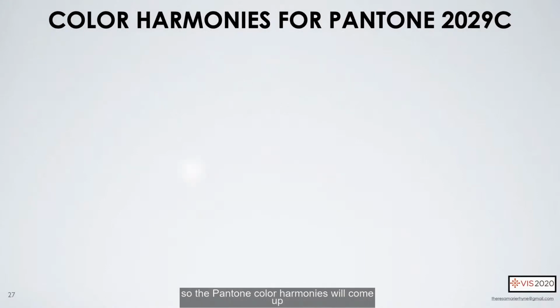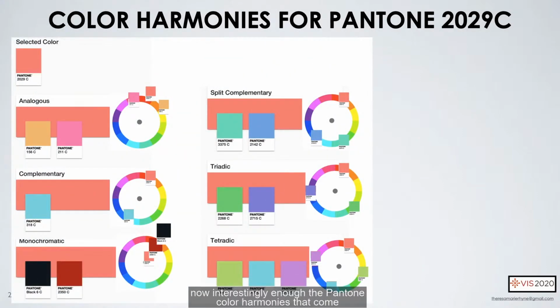So the Pantone color harmonies will come up. Now, interestingly enough, the Pantone color harmonies that come up do not have a color wheel on them. There's no little color wheel. What you're going to get is a bunch of color swatches: analogous, complementary, monochromatic, split complementary, triadic, and tetradic.